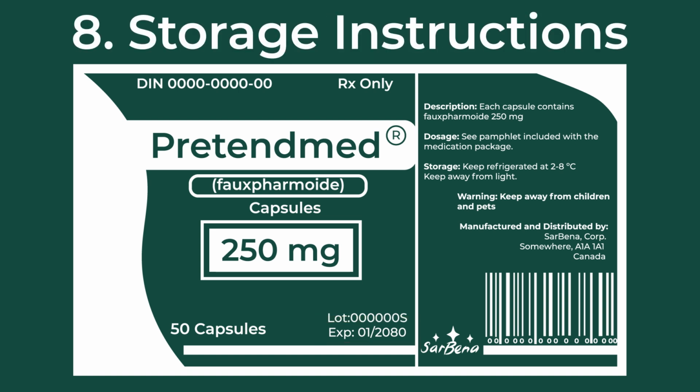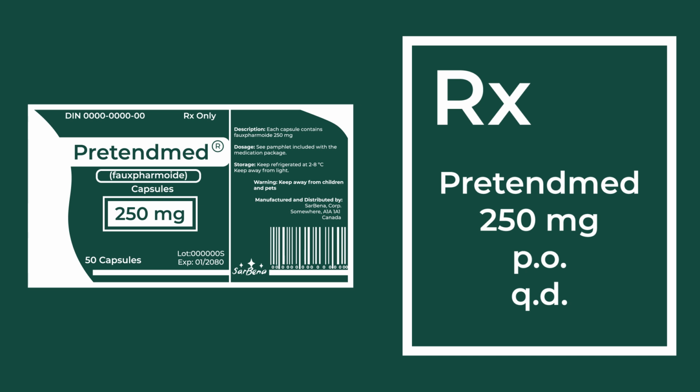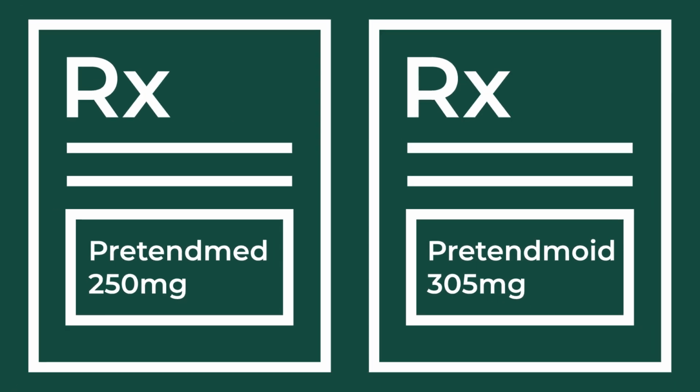8. Storage instructions. Some medications require special storage conditions. In this case, it is recommended to keep the medication refrigerated at 2 to 8 degrees Celsius and to keep away from light. Always double-check the drug label against the order to ensure the correct medication is being prepared and administered. Knowing the common things to look for on a drug label, such as the drug name, dosage strength, and special handling instructions, can help prevent errors like confusing similar drug names or misreading dosage strengths.